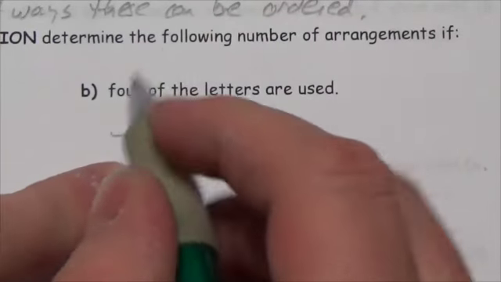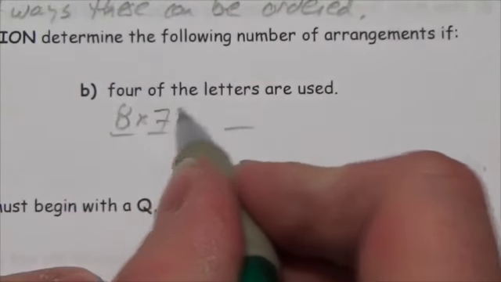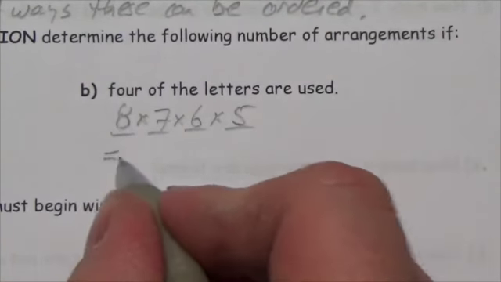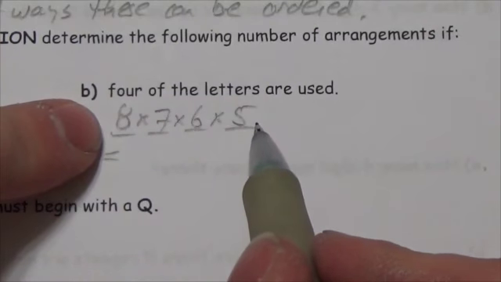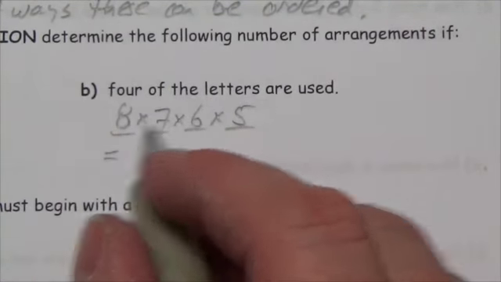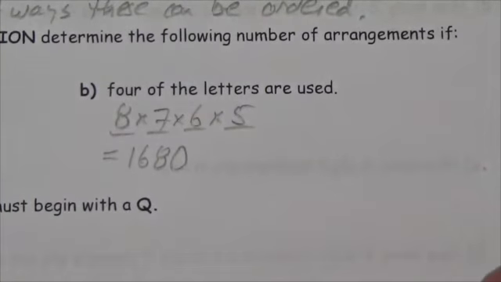But remember, there are still 8 options for that first letter here. And once you've chosen that, there are then 7, and then after that you get 6, and then 5. But I'm going to stop right there. Once I've got those 4 factors down, I'm done. And it turns out that there are 1,680 different ways that we can do this if we choose just 4 letters.